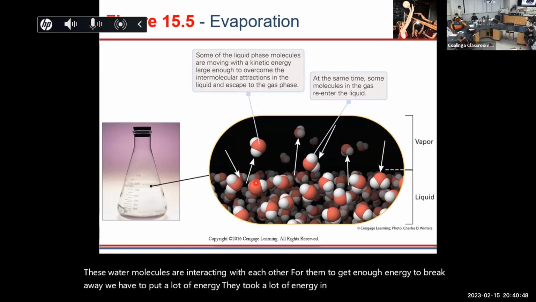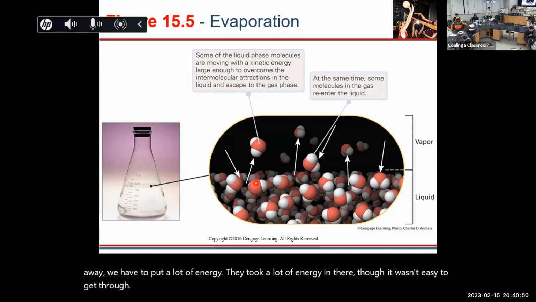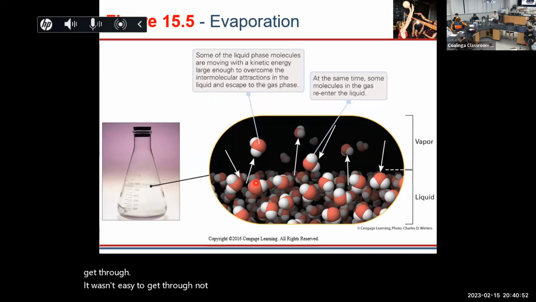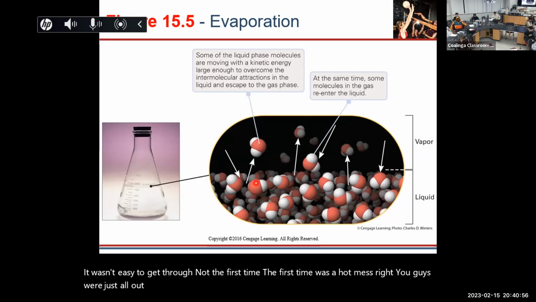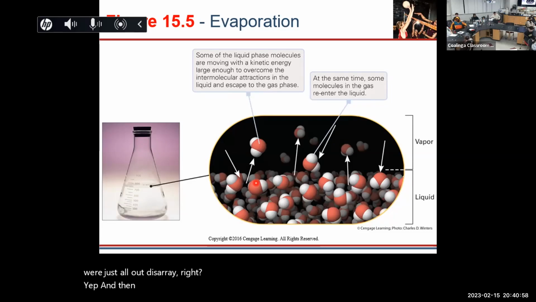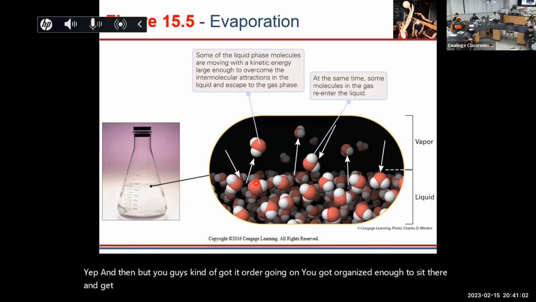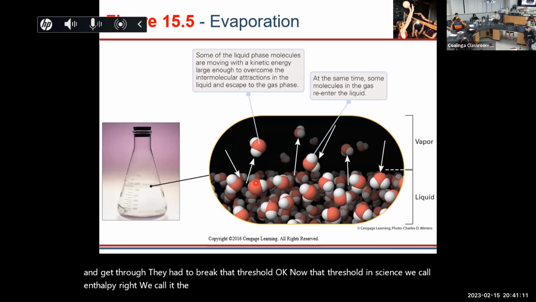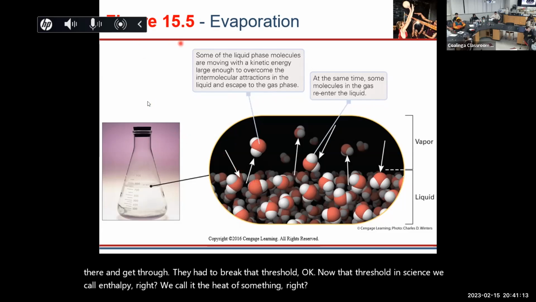Was it easy to get through? Not the first time. The first time was a hot mess, right? You guys were all in disarray, but then you kind of got some order going on. You got organized enough to get through. They had to break that threshold, okay? Now that threshold in science, we call enthalpy, right? We call it the heat of something, right? Enthalpy, and I'll type that out for you guys.